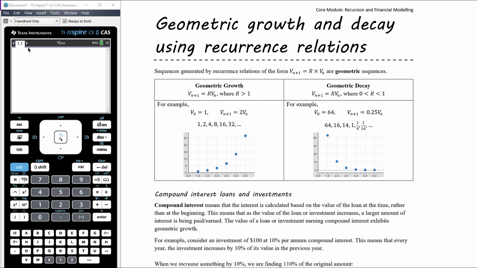So geometric growth and decay are when we have recurrence relations of this form, where we multiply by something each time from one term to the next. So, for example, on the left hand of this table here, we've got geometric growth, and we get geometric growth if the thing that we're multiplying by is bigger than 1. Here we have a sequence where the starting value is 1, and to get from one term to the next we multiply by 2, so we're doubling every time, and we're going to get geometric growth.